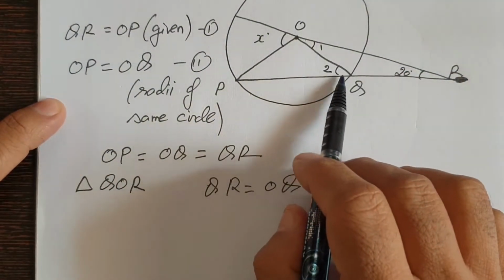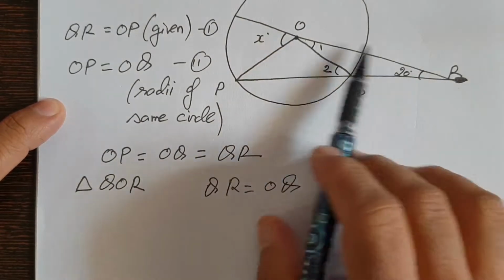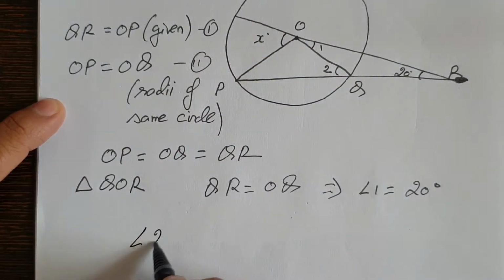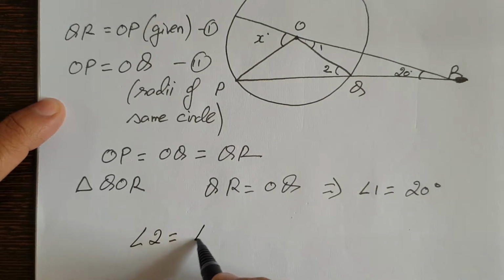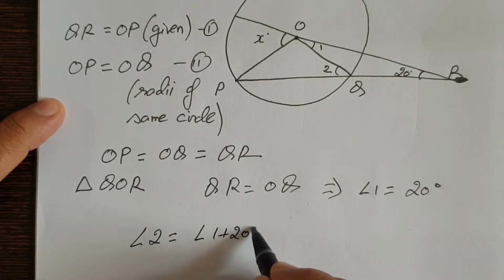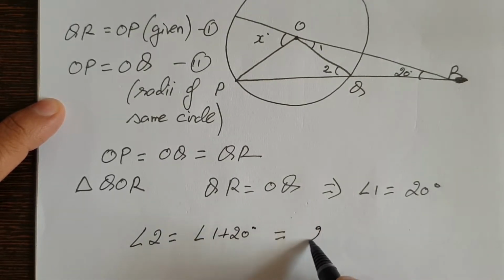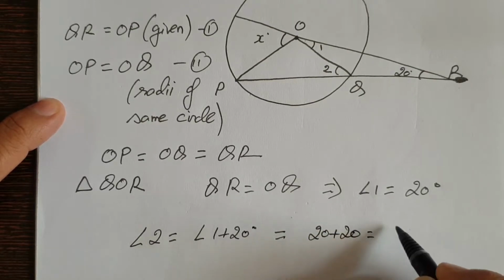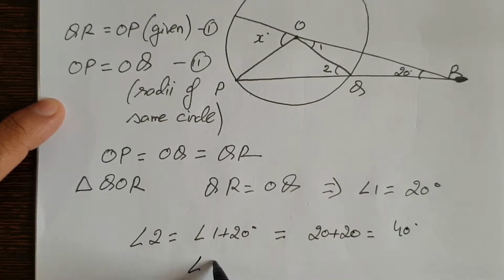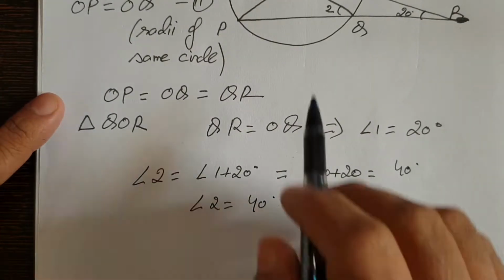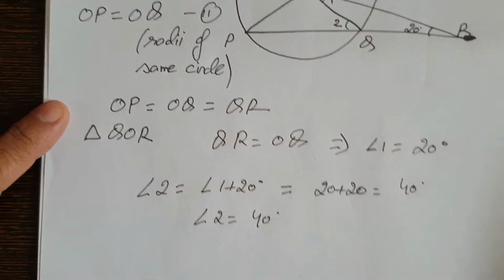Now angle 2 is what? Angle 2 is the exterior angle of this triangle. So we know that exterior angle is equal to the sum of its interior opposite angles. Angle 1 plus angle 20 degrees. We know that angle 1 is how much? 20 plus 20, that equals 40 degrees. So angle 2 is 40 degrees.